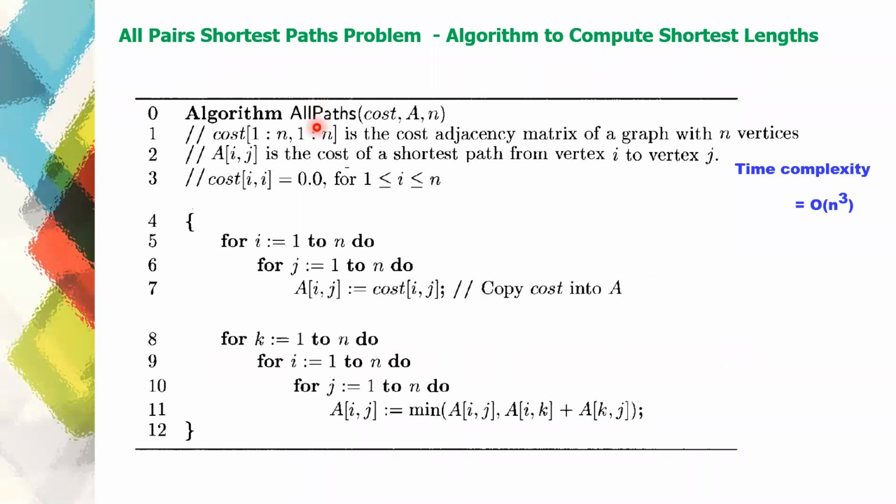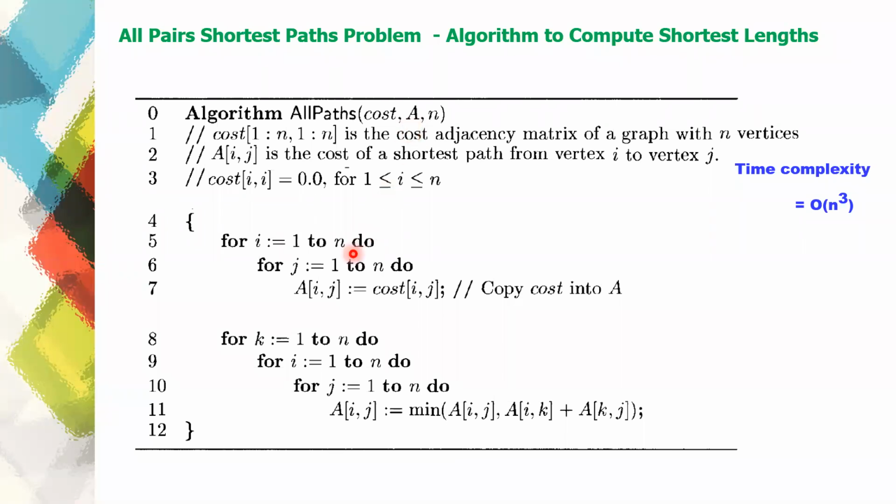All pairs shortest paths, which takes two inputs: the cost matrix, the initial cost matrix, and the number of nodes in the graph. How many number of nodes are there in the graph? There are n nodes. And the initial cost adjacency matrix D naught, that will be the inputs for the algorithm. The output will be matrix A, which presents to you all pairs shortest paths.